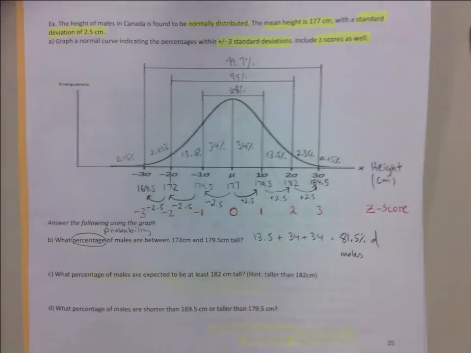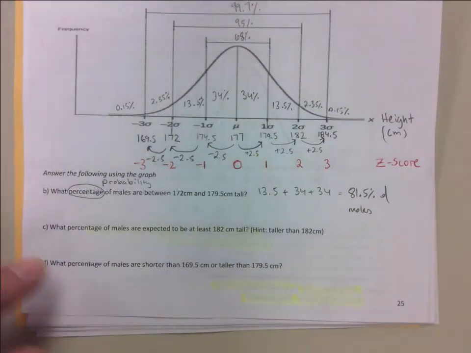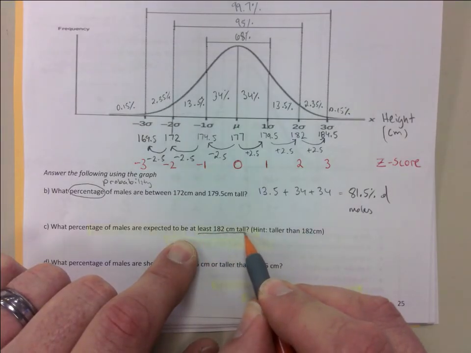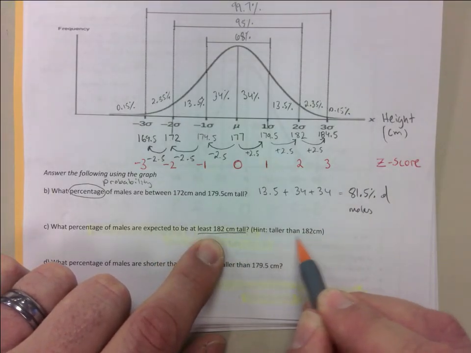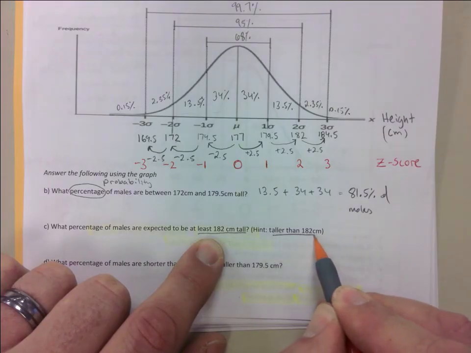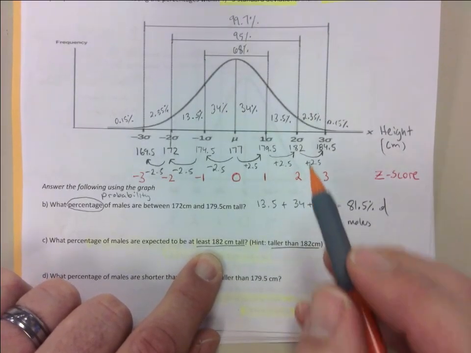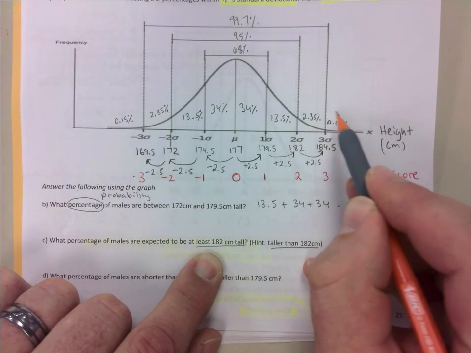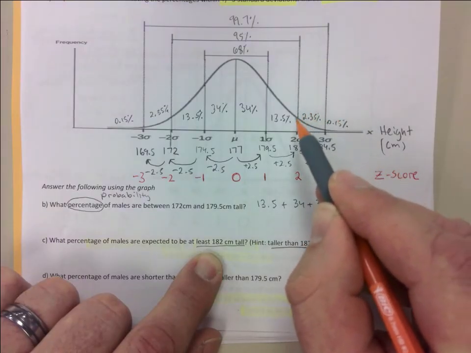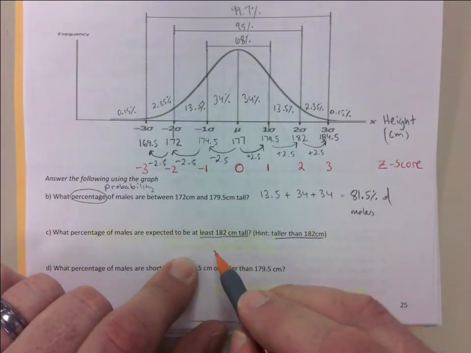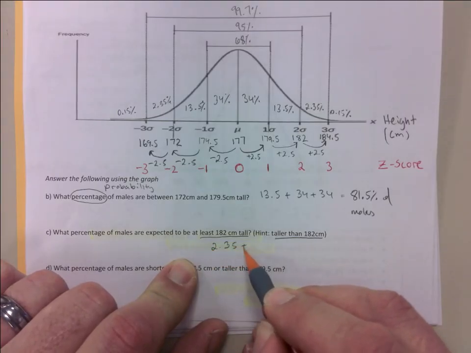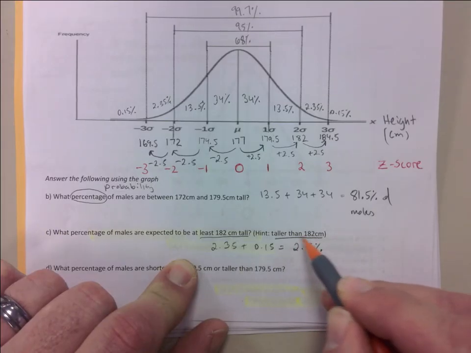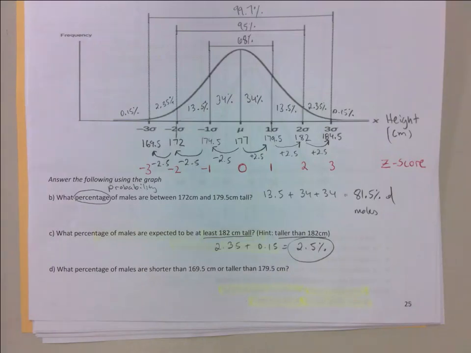So let's answer the questions I asked you to do. What percentage of males are expected to be at least 182 centimeters tall? I gave you that hint here, so taller than 182. What does that mean? 182 is right here, so taller would be to the right. So it would be these two values that you would want to add up. It's 2.35 plus 0.15. That adds up to 2.5%. That's it, 2.5%.